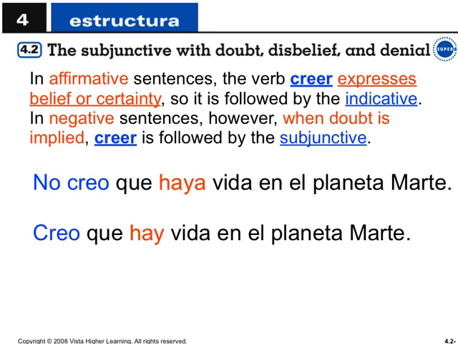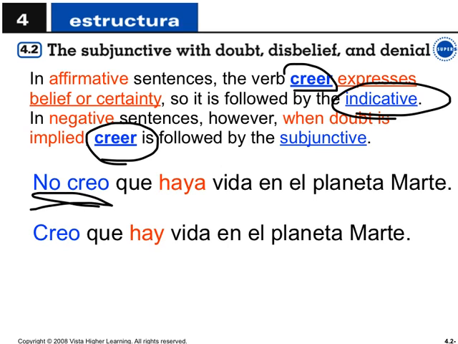And then here, please remember the difference between creer and no creer. The verb creer expresses belief or certainty, so it's followed by the indicative. In a negative sentence, when doubt is implied, creer is followed by the subjunctive. So no creo is doubt or disbelief, and so the subjunctive is used. No creo que haya vida en el planeta Marte. I don't believe there's life on the planet Mars.